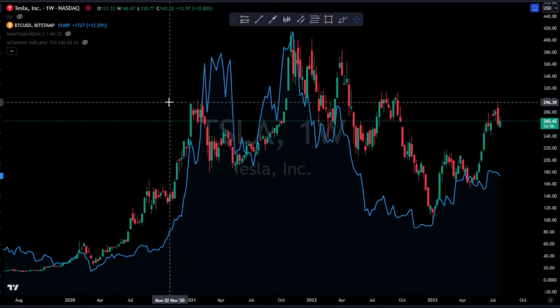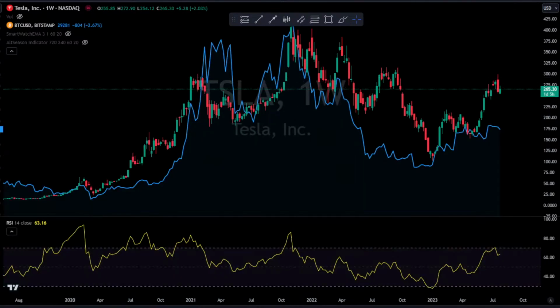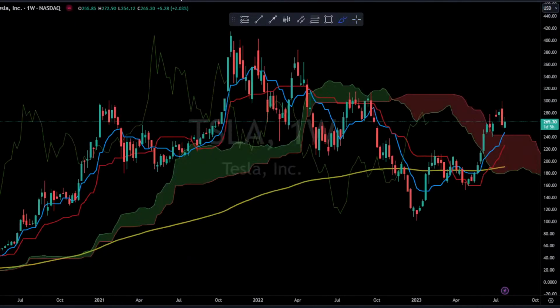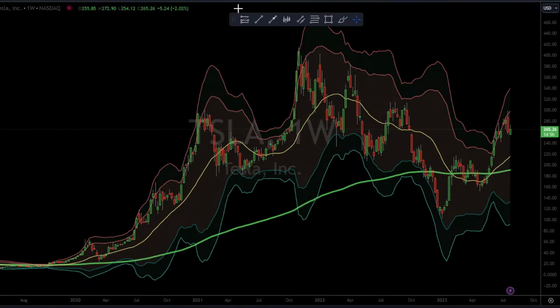and I want to walk through my regular routine of doing the relative strength index, the MACD indicator, the Ichimoku cloud, and two different versions of the Bollinger Band, including my own custom Bollinger Band indicator I'll show you in a second.